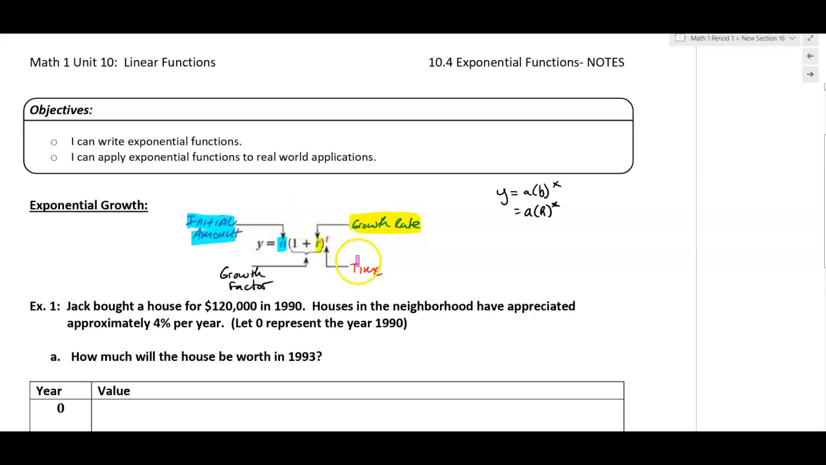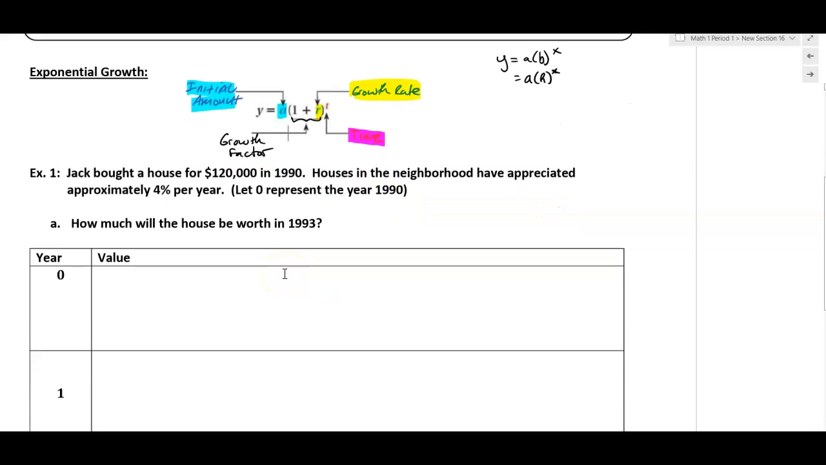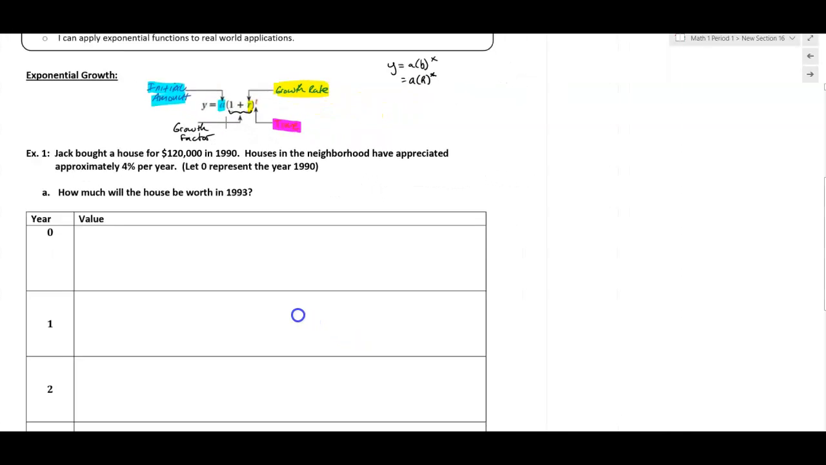Time, the t up here, is always time. And then finally, when we take the 1 and the r and add them together, it gives us what we call the growth factor, okay? So what does that all mean? We're going to talk about this through an example. And I'm going to shrink this a little bit.